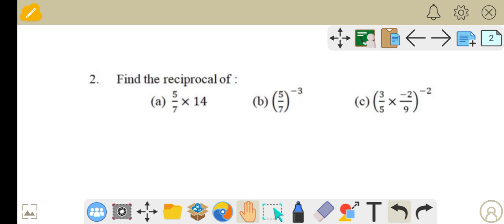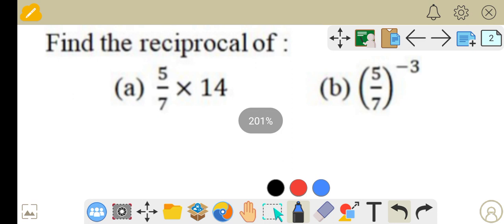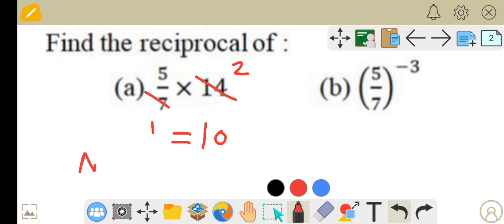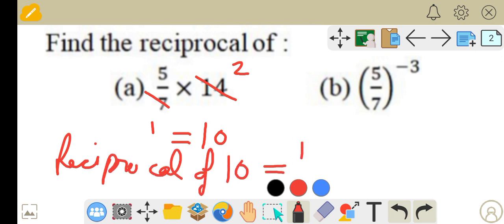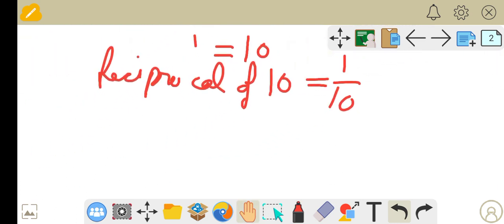Next question, find the reciprocal of. For calculating the reciprocal, we need to simplify the numbers. In the first part, we are given 5 by 7 into 14. We can simplify it by dividing by 7. 7 1 is 7, 7 2 is 14. So it gives 10. Now the reciprocal of 10 is 1 by 10. This is your answer.